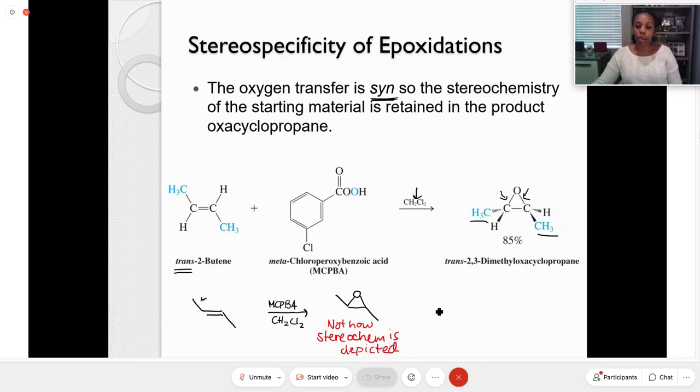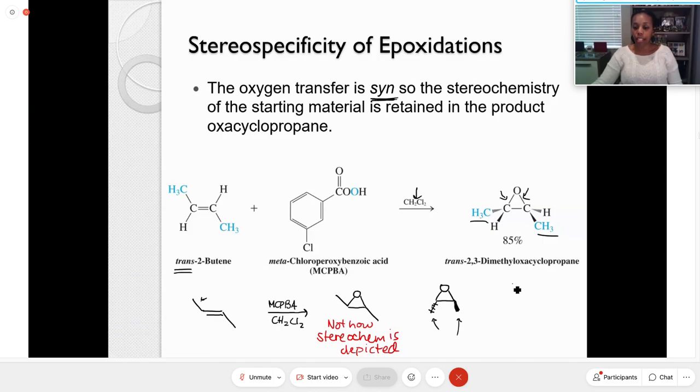We need to show stereochemistry in this way. So we still have our oxycyclopropane, and we have one of the methyls we can pick. It can be on a dash or it can be on a wedge, but then the other has to be the opposite because this is trans for the alkene. Both of them are pointed down, and we have one as a wedge and one as a dash.